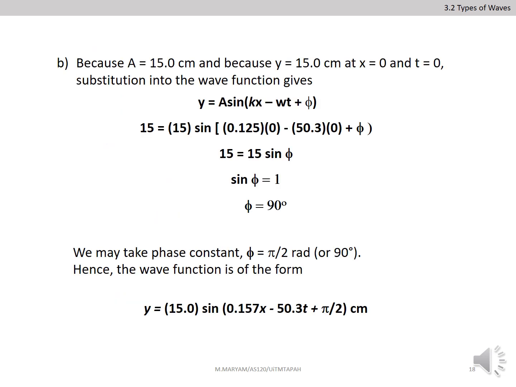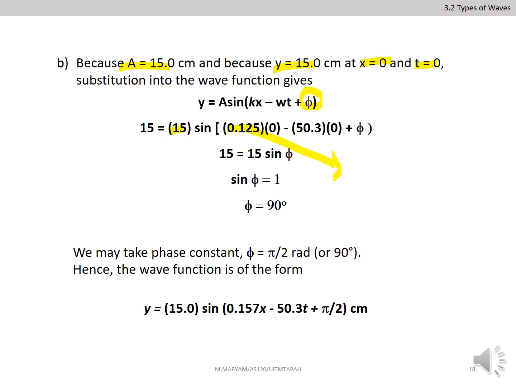Then we need to find the phase constant and wave function. Because A is given 15 centimeter and y is given 15 centimeter also at x equal to 0, t equal to 0, refer to the function equation, which is y equal to A sine kx minus omega t plus psi. The question asks for the psi, so we need to put the values into the equation, even though x equal to 0, t equal to 0. Here, we substitute the value of y, 15, and A, 15. k we found in part A, but k here is supposed to be 0.157. There is a typo here, so just substitute again.